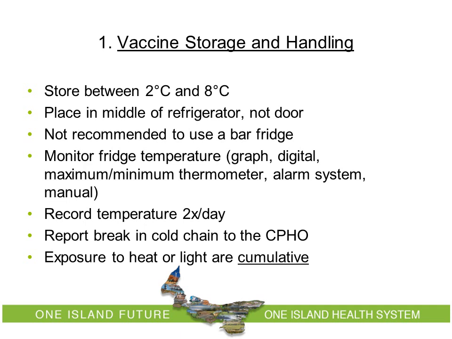Cold chain breaks must be reported to the Chief Public Health Office. The form is available from the Chief Public Health Office. Do not use the vaccine. Place the vaccine off to the side in the refrigerator and ensure it is well marked. CPHO will investigate and provide direction following a cold chain break. And exposure to heat or light are cumulative and may affect the vaccine.